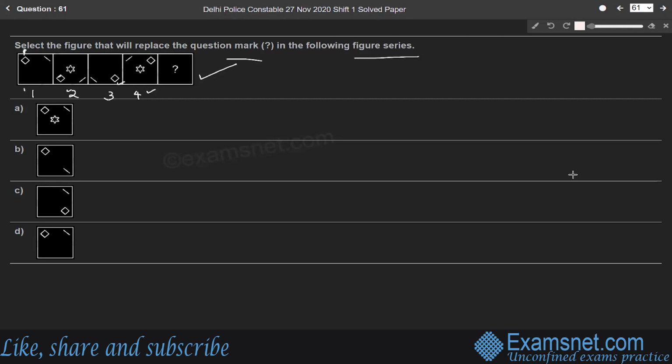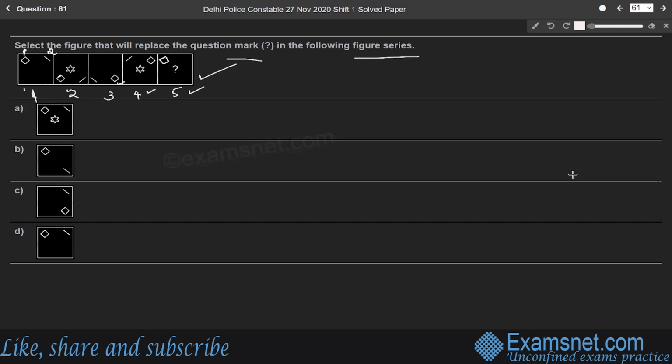Therefore, it has to be in the upper left corner in the fifth figure. Right? And the image in the second position of figure 1 is moving in clockwise direction. Look at the second figure, which is in the lower right corner. In the third figure, it is in the lower left corner. So, the image in the second position of the first figure is moving in the clockwise direction.